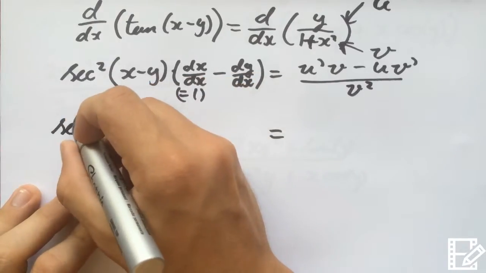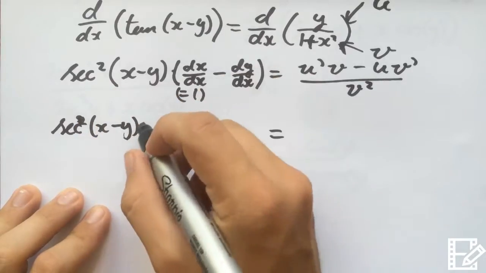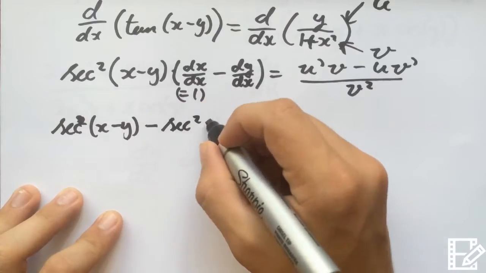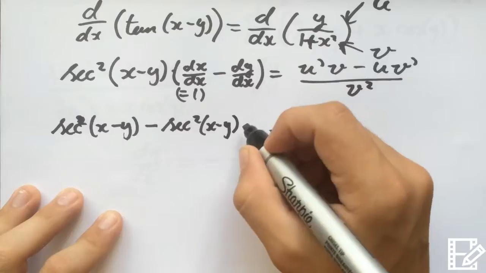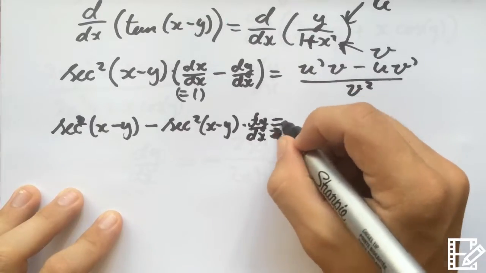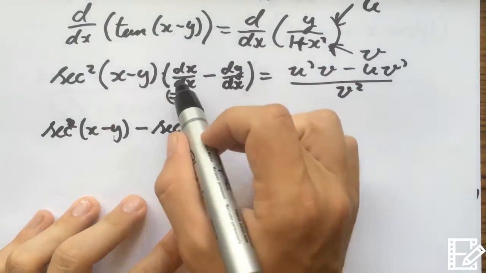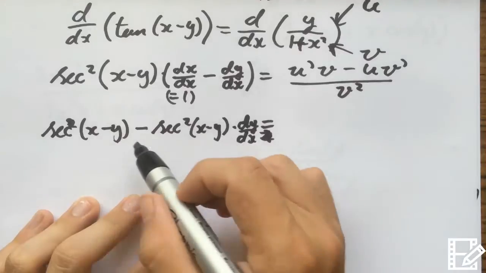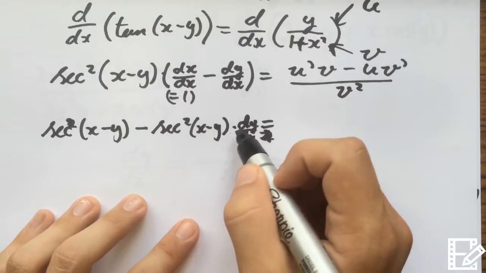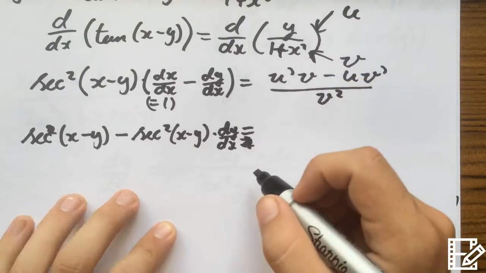We're going to have sec squared of x minus y multiplied by 1, which stays the same, minus sec squared of x minus y multiplied by dy dx. Okay, so I've multiplied it onto 1 and then I've multiplied it onto dy dx as shown. Now we have this, it's with something, but we have it isolated. We can do something with this now. But now this side we're going to deal with.